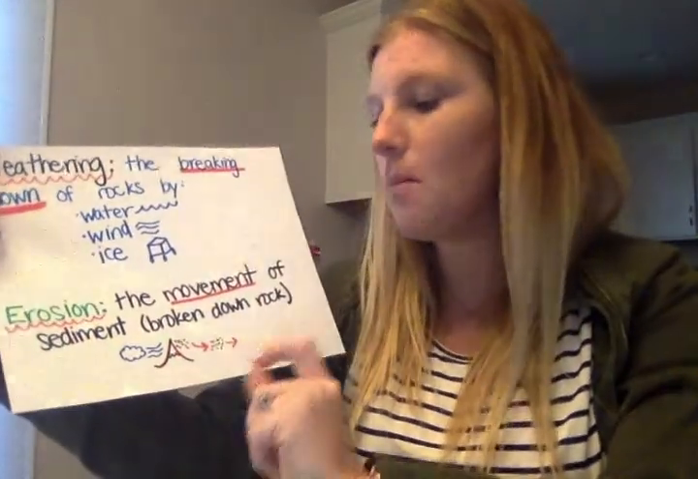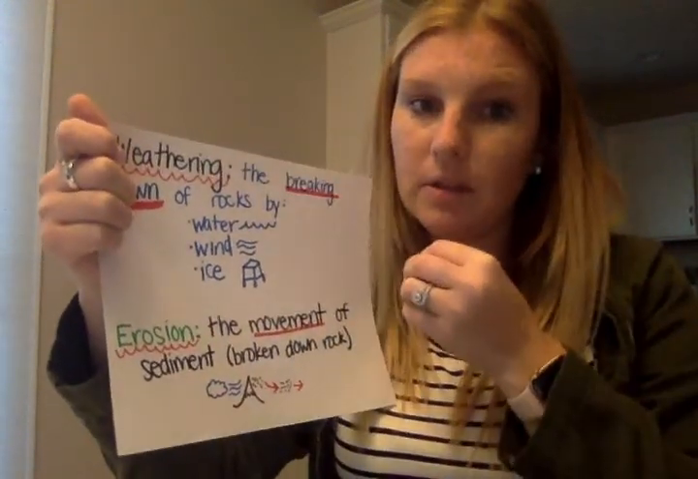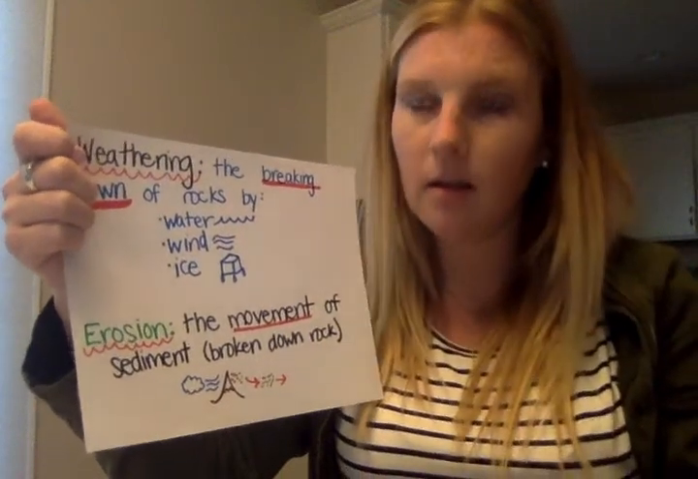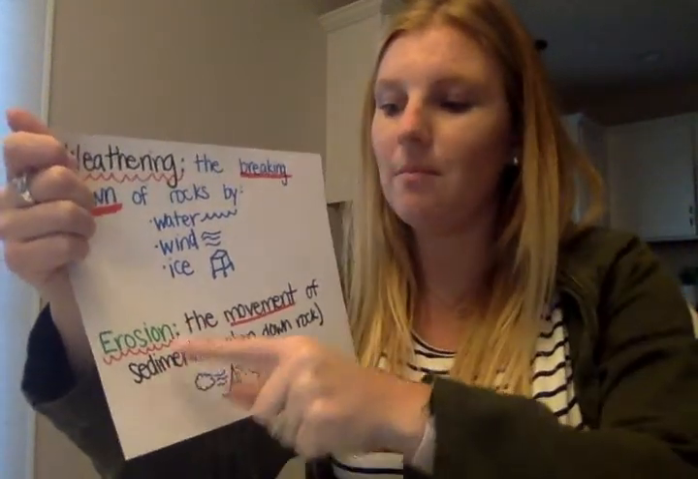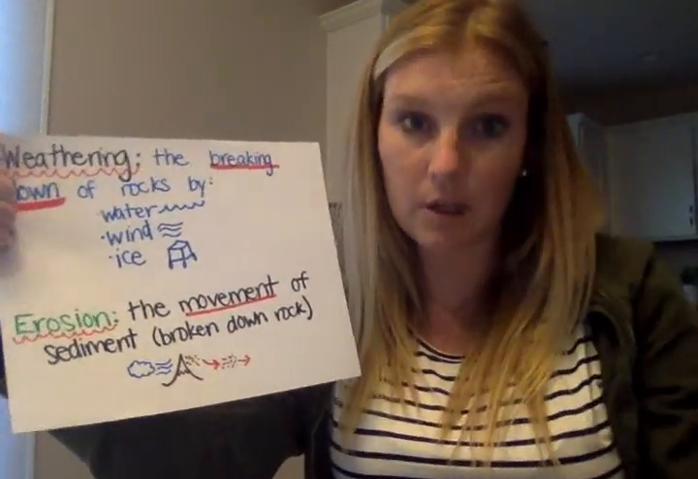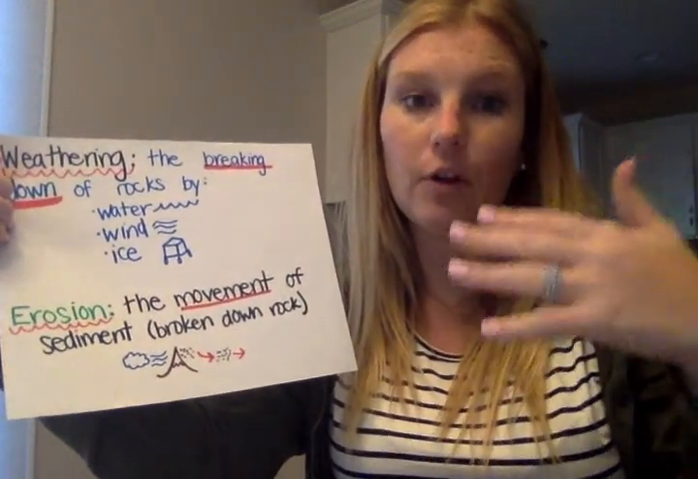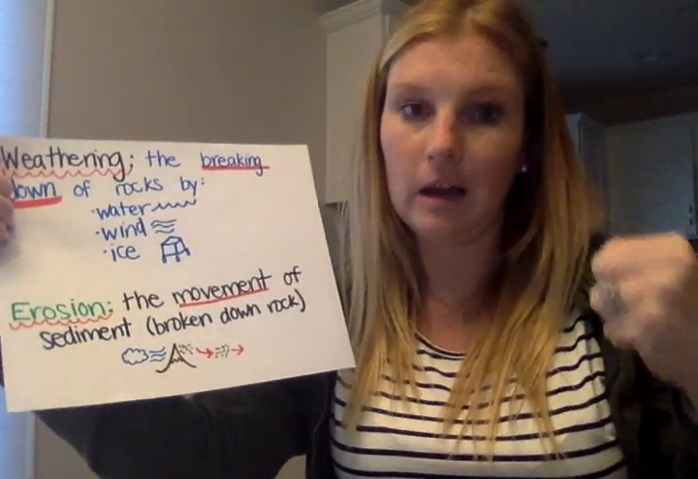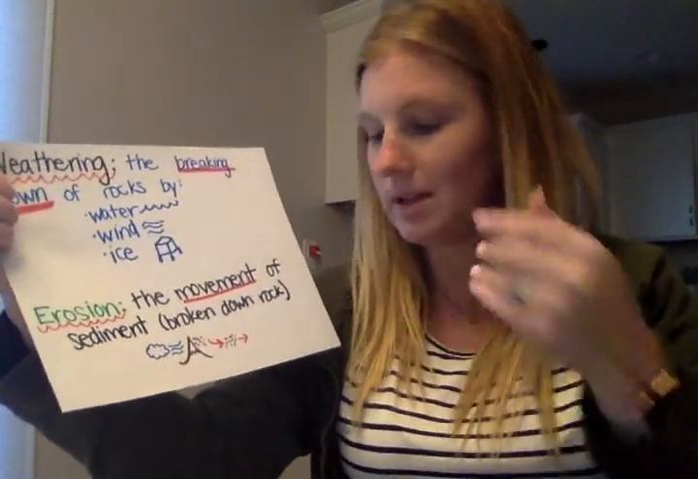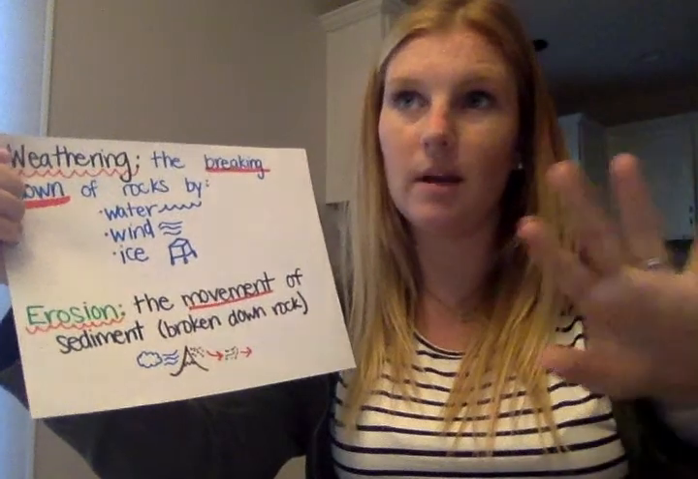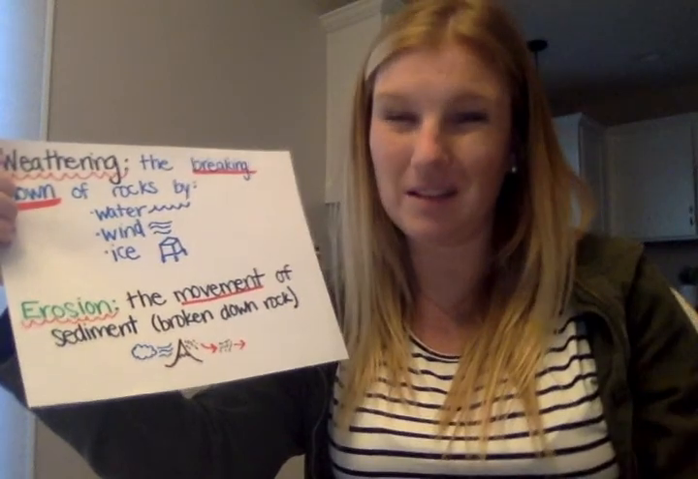Erosion is the movement of sediment, which is broken down rock. So once weathering has happened to rocks and it has broken them down, that's just weathering. It is not considered erosion until they move. So an example, if you've been to Lake Michigan, the beaches are getting further and further in because the water keeps pushing the sand, the sediment, right? It's the broken down rock. It keeps pushing it and pushing it and pushing it. So it keeps getting closer and closer to the shore. That's the best example I can think of.